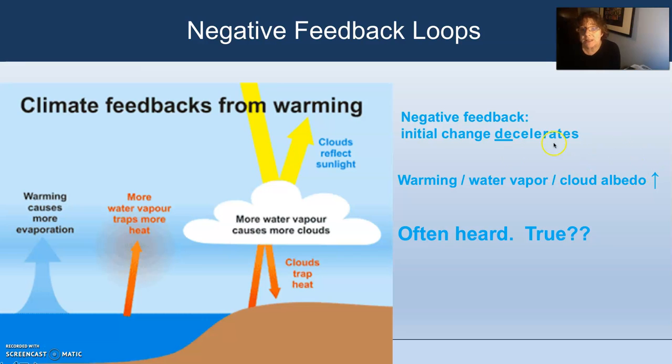So in other words, if we have warming, we'll have more water vapor, we'll have higher cloud albedo, and therefore we will have more cooling of the surface of the earth. That is often heard as a negative feedback loop so that we don't have to worry about climate change. Is it true? We're actually going to explore that a bit more during this chapter.